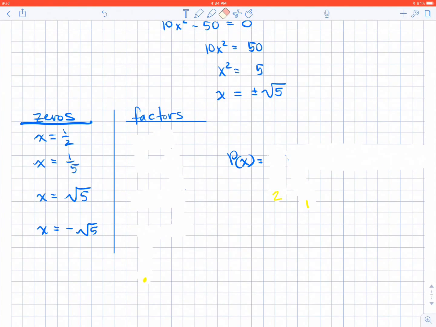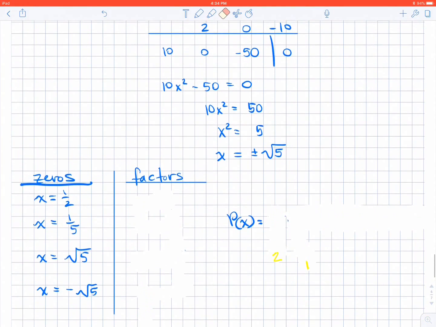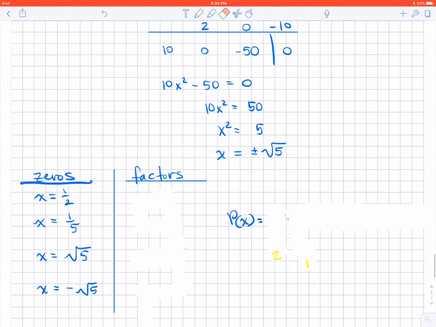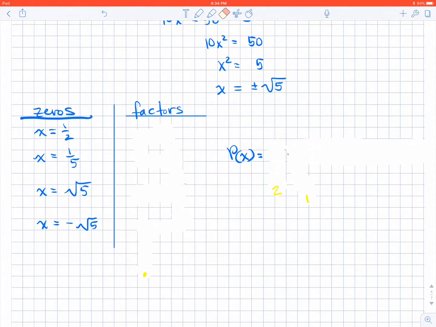So go ahead and list those out. We've got x equals 1/2 and 1/5. Those are the two I found on the graph. And then positive root 5 and negative root 5. Take your 4 zeros, turn them into factors. Again, we know how to do this just by moving over to the left to be with the x. And then I can take my factors and I can write my polynomial.